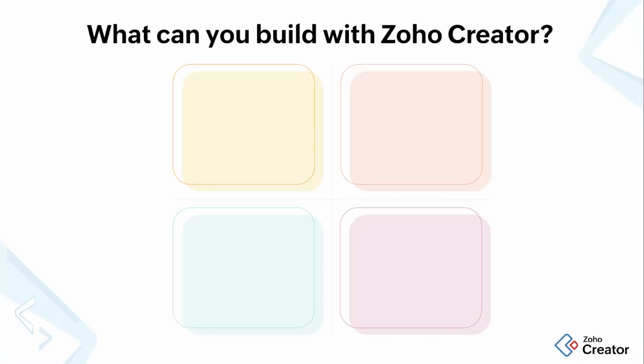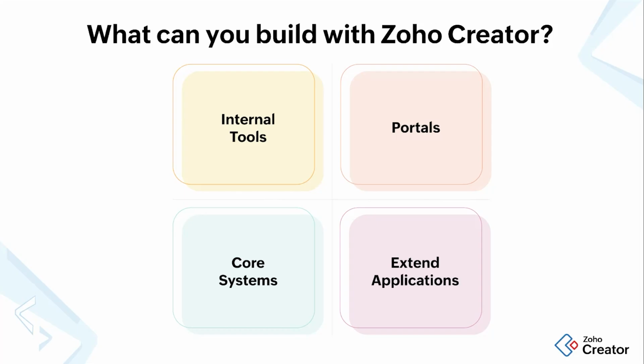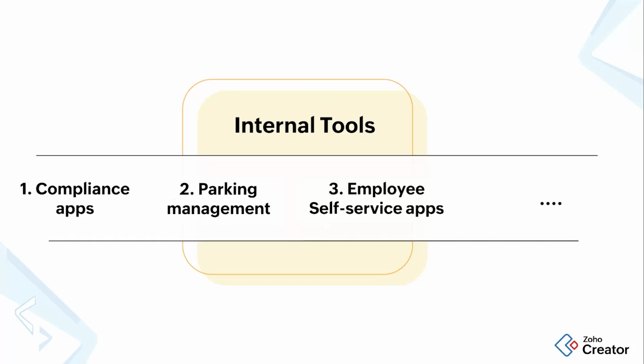So what can you build through Creator? Pretty much anything, from internal tools to self-service portals to large-scale core systems. You can also extend your existing Zoho applications or third-party systems. I'll quickly give an overview of each of these categories. So internal tools are applications used within your organization by your employees, all right? So examples include compliance applications, asset tracking, employee self-service tools, etc.